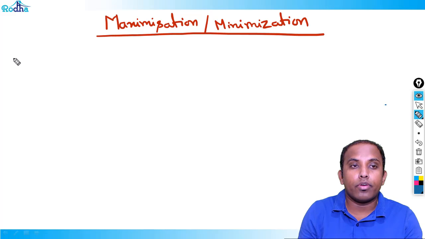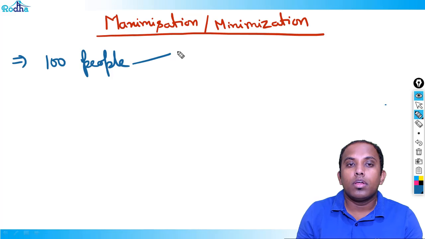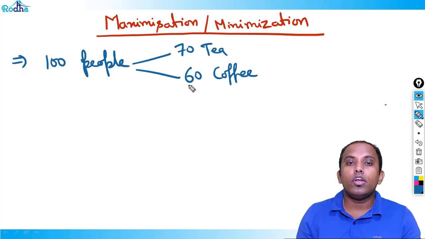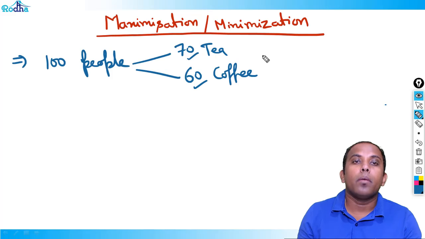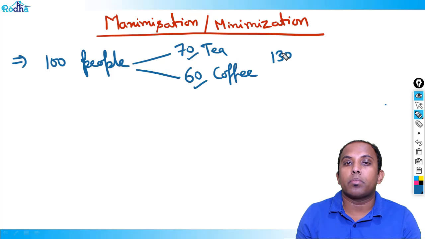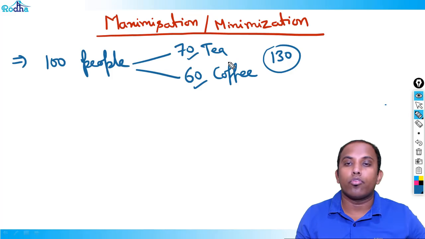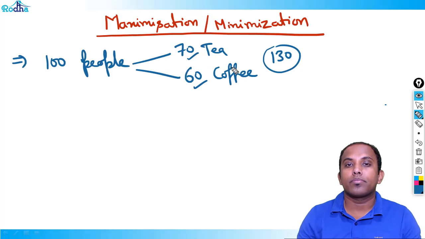For example, if I say there are 100 people in a class, out of 100 people, let's say 70 drink tea and 60 drink coffee. In this kind of case, obviously there's an overlapping case, because 70 plus 60, if I add, is simply 130. But there are not 130 people here. There are only 100 people here. That means some people are drinking both tea and coffee. This we call overlapping cases.